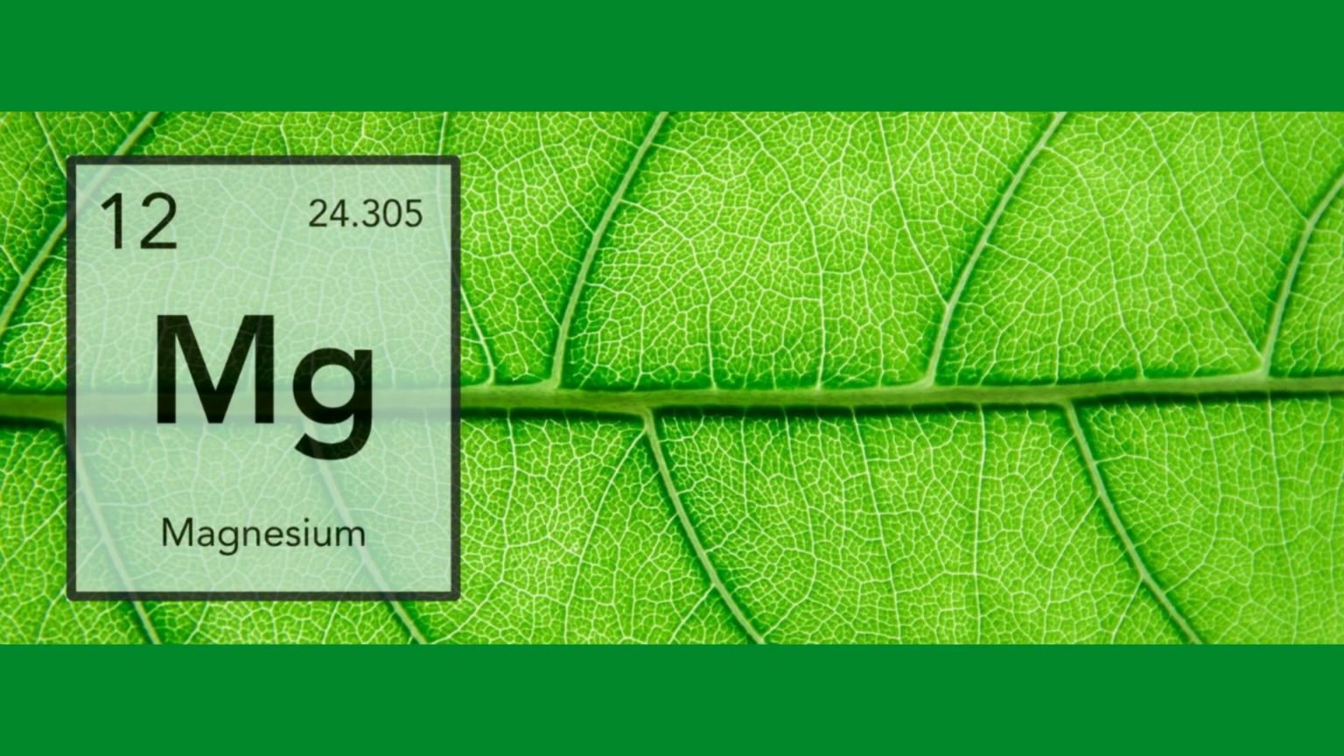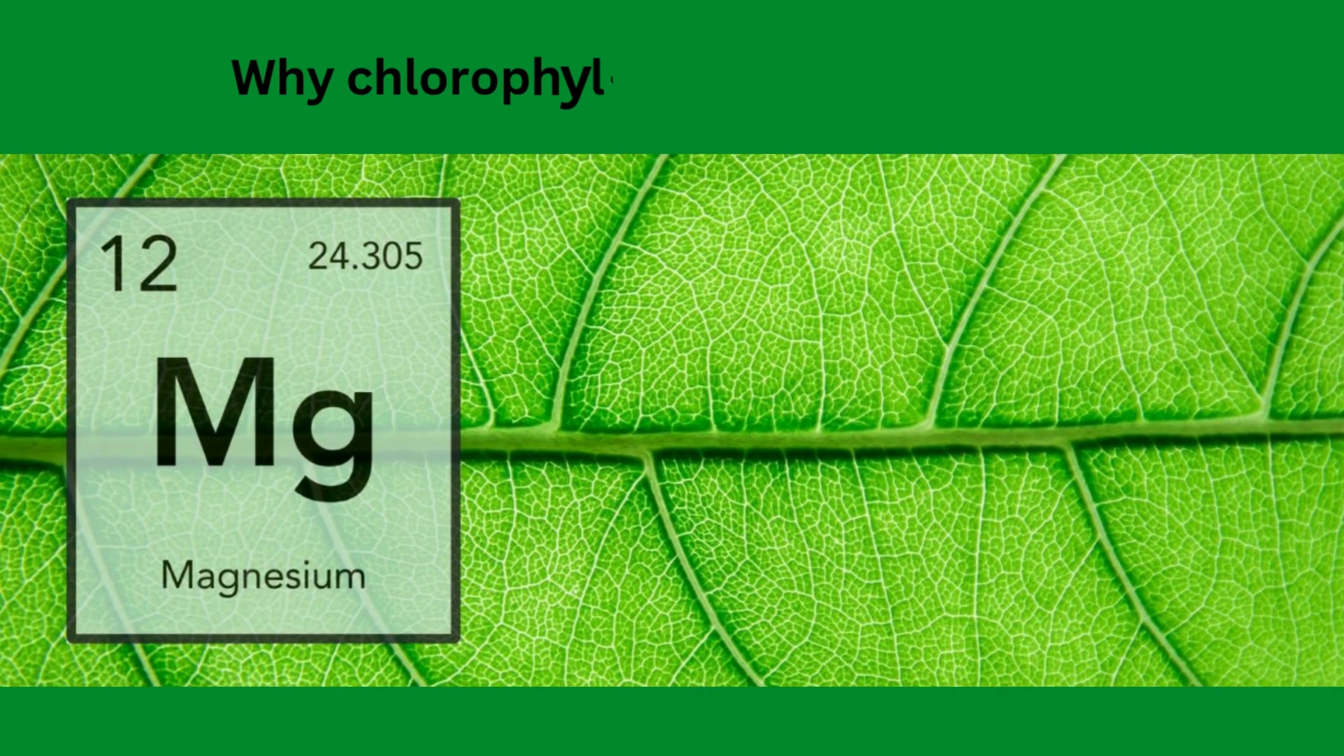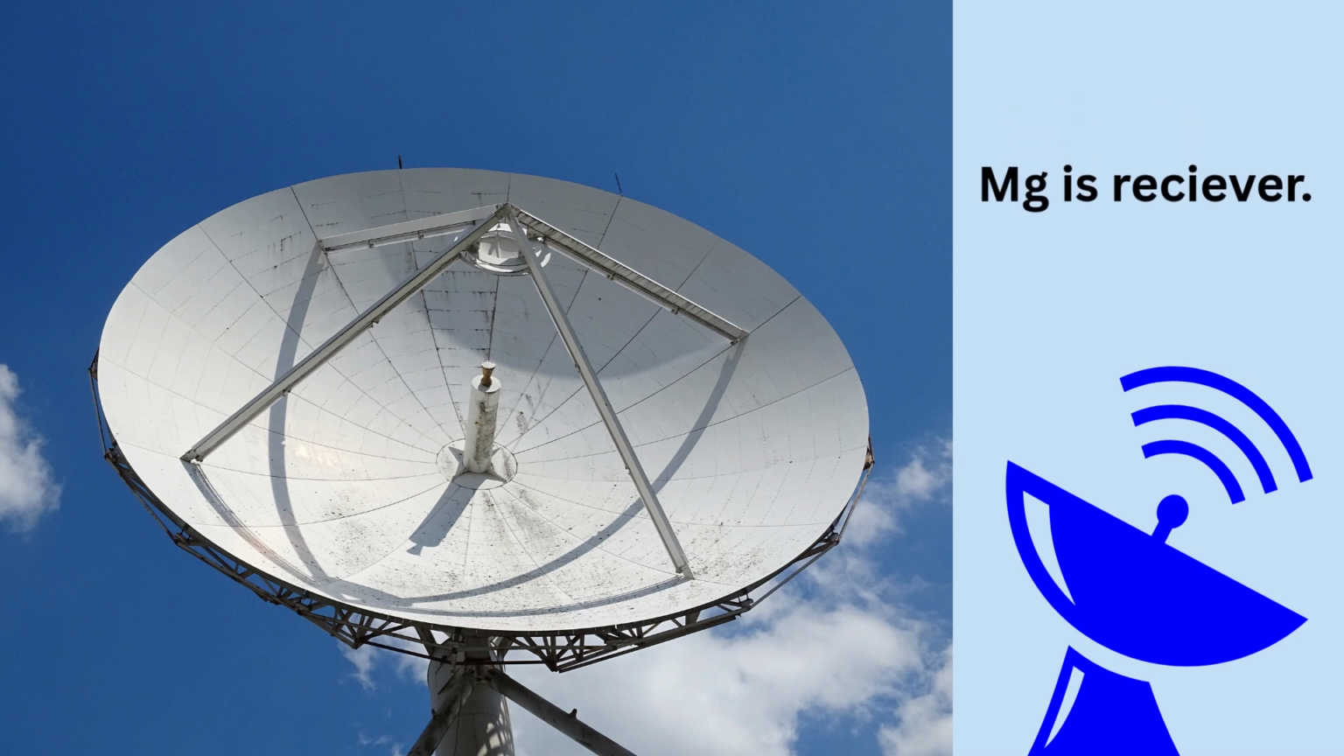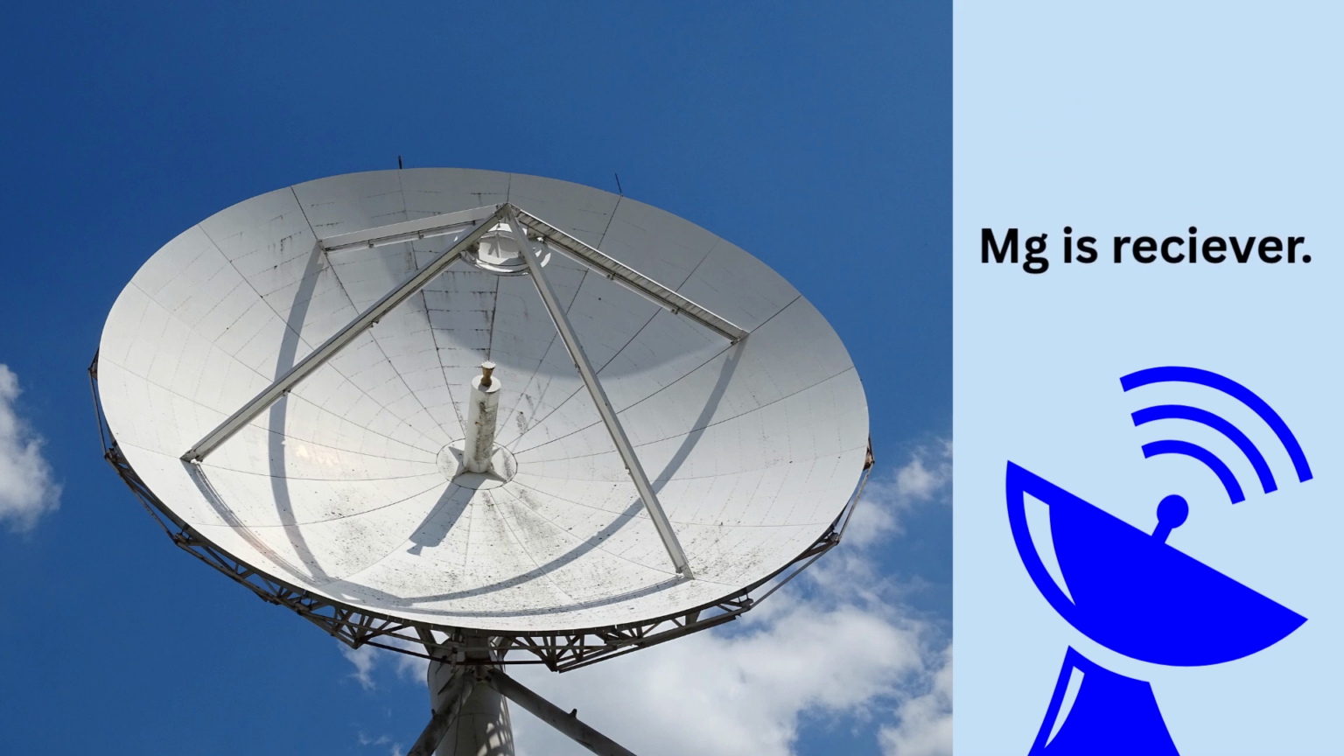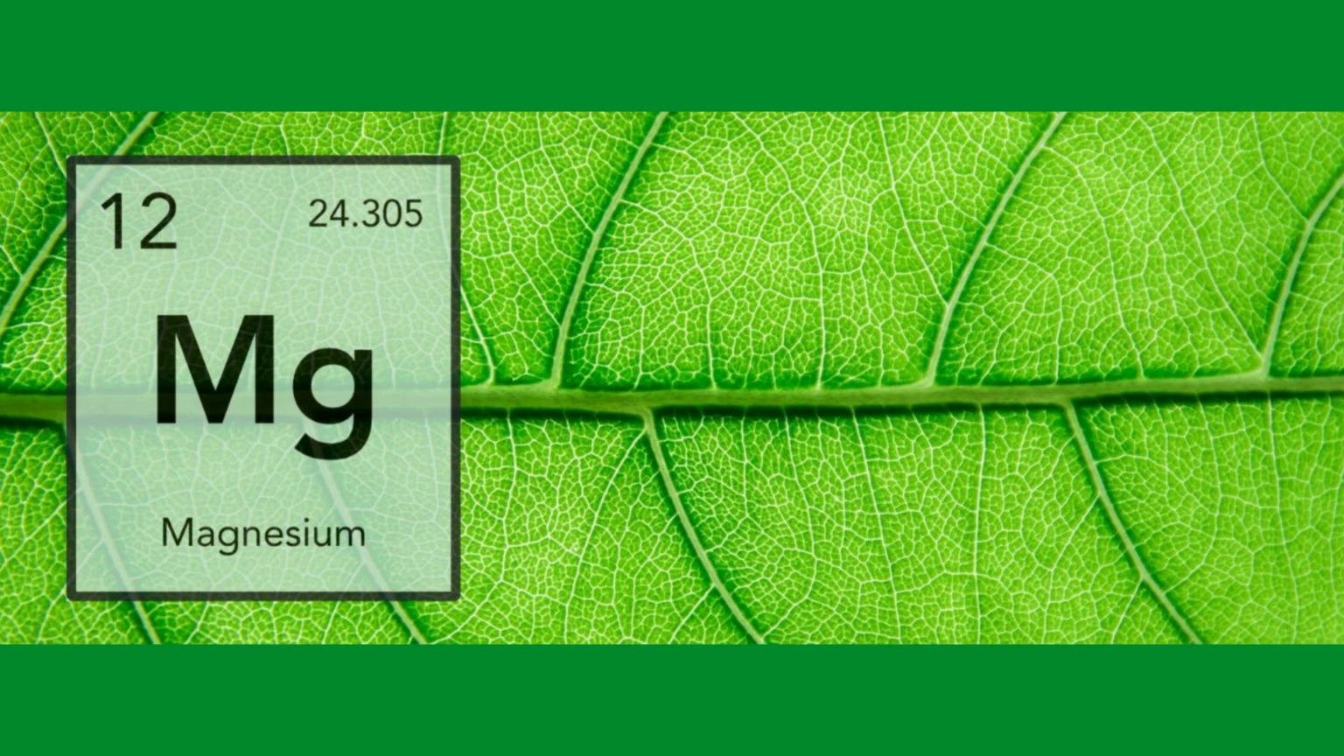Now here is a question: why does chlorophyll have magnesium at its center? The answer lies in its role in capturing light energy. Without magnesium, chlorophyll cannot trap light efficiently, so the entire process of photosynthesis slows down or stops. Think of chlorophyll as a satellite dish, and the magnesium atom as the receiver in the middle. Without the receiver, the dish can't pick up signals. Similarly, without magnesium, chlorophyll can't pick up sunlight energy.